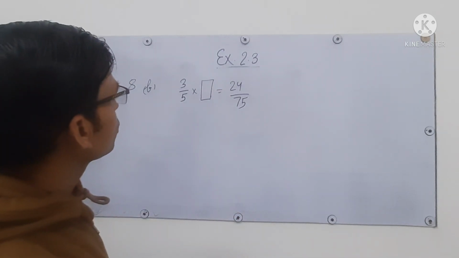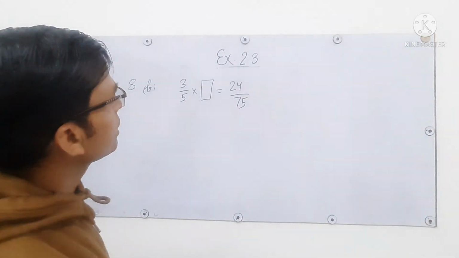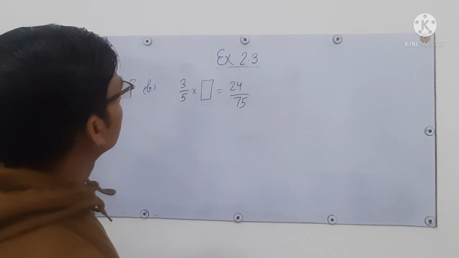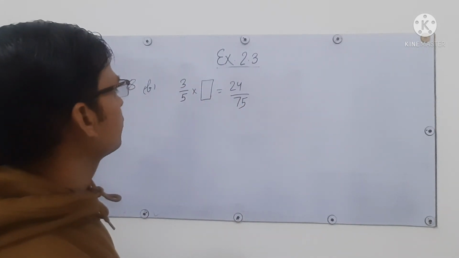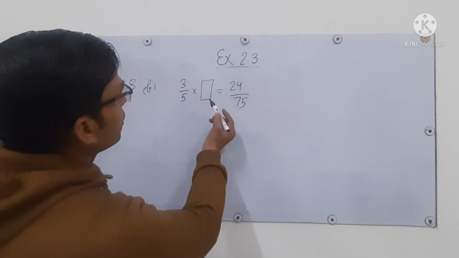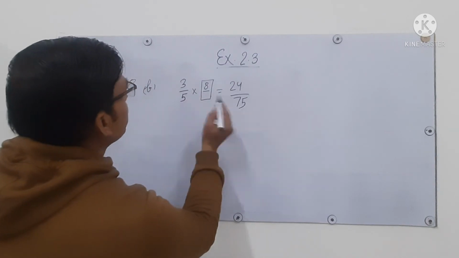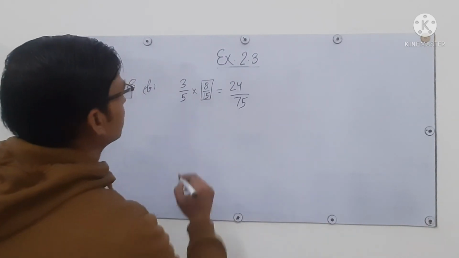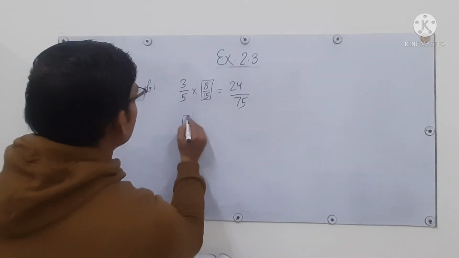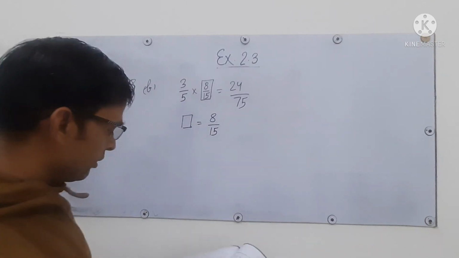So how we will try to solve it? Here there are only two methods. We can just divide 24 with 3 and 75 with 5. So how many times it will go? 3 8s are 24, and here it will be 15. So you can see how easy this question is. So the box will be 8/15.